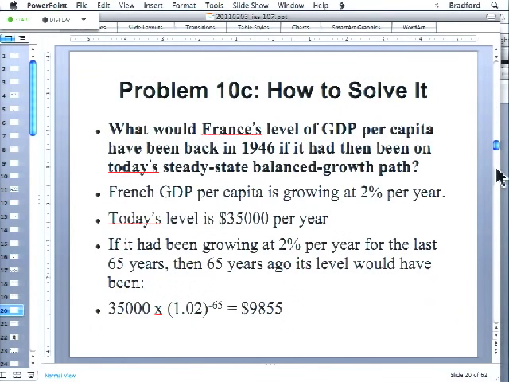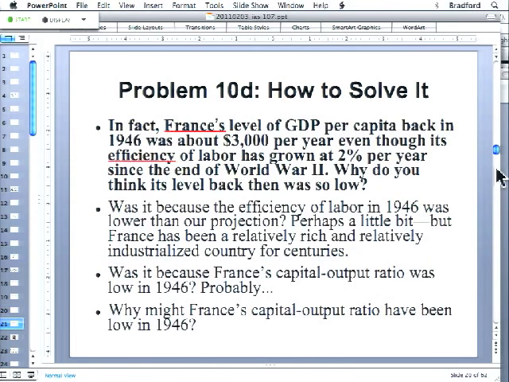Was it because the efficiency of labor in France in 1946 was really, really low, much lower than our projection? Perhaps a little bit, but France has always been a relatively rich and relatively industrialized country for centuries. It's a standard North Atlantic economy that's been at the leading edge of global prosperity for the past 5 centuries. To say that France had an extraordinary burst of adoption of new technologies in the past half century just won't cut it. And then what's the other possible answer?